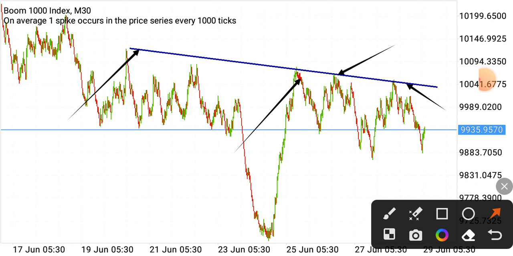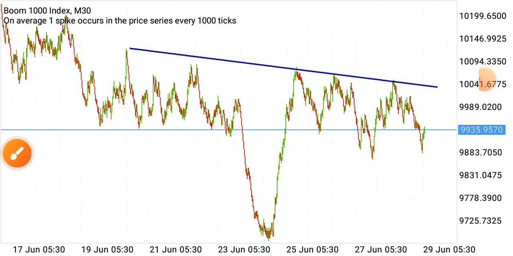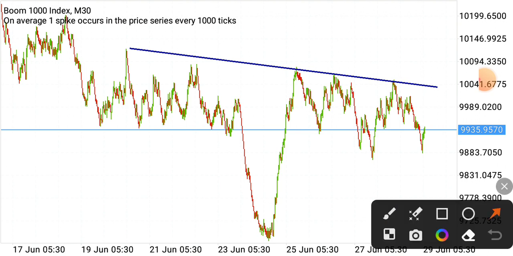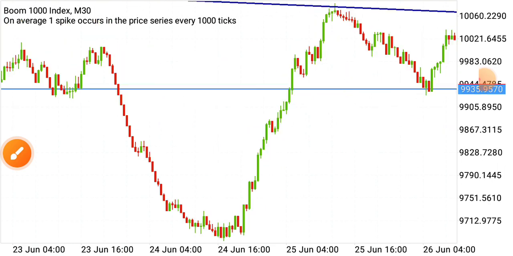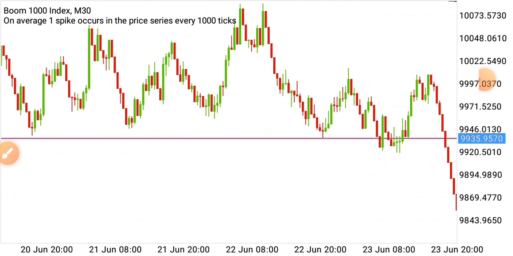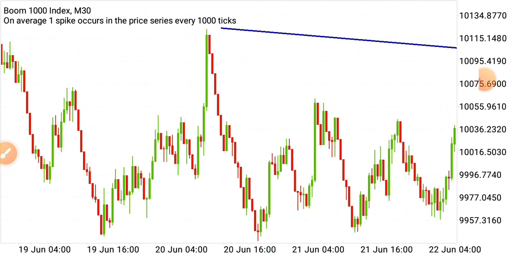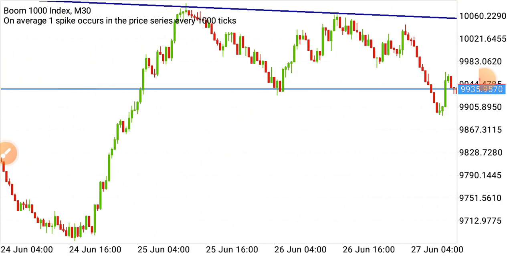It has been reversing, and if you've been following, people that are selling Boom 1000 can easily sell from here. And mind you, we are on the 30 minute time frame. How many candlesticks do we have from this point down to here? How many 30 minute candlesticks do we have? A lot of them, and you'll make good money. Can we just zoom in? See, you can make good money with it.